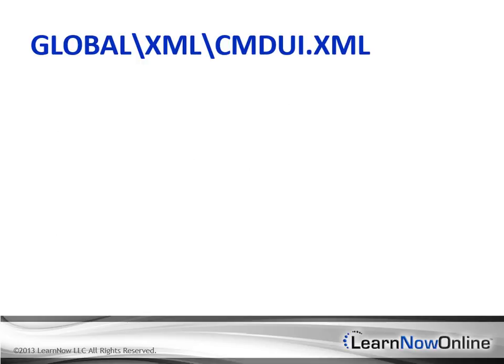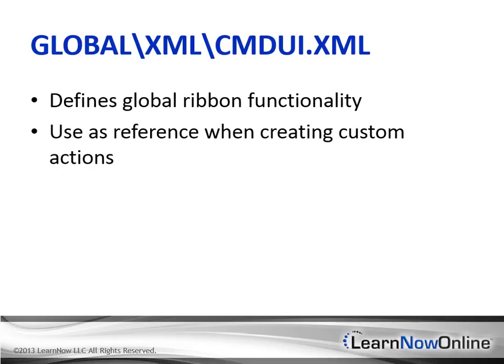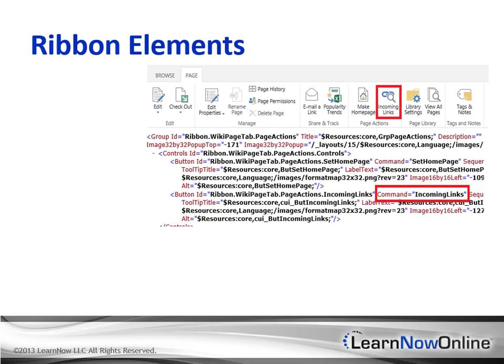Okay, the global ribbon definition is in the SharePoint root, and that's in the 15 hive under global XML, CMDUI.XML. And the reason why I'm including it here is it's good to use as a reference when you're creating custom actions. You can use it to identify the location values. So if you want to know like incoming links on a wiki page, the command is incoming links.